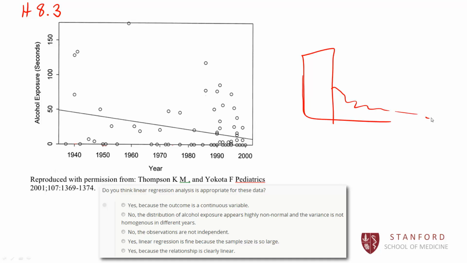Also, we're violating homogeneity of variances. You see that there was actually a lot of variance in the movie's alcohol exposure in early years, and then it was kind of less in between, and then there seems to be more at the end. That may just reflect how many movies are captured at each time point, but it does look like there's some difference in the variances there.